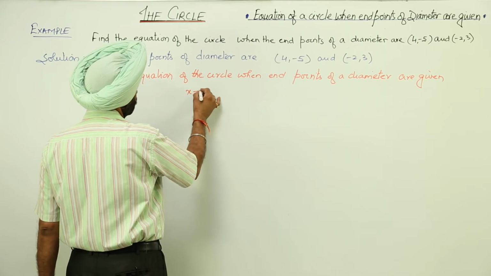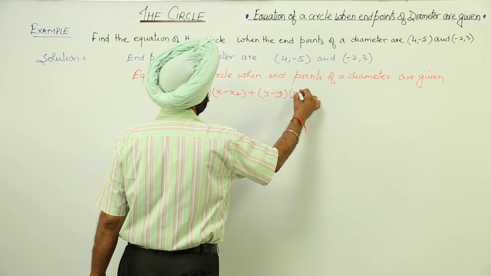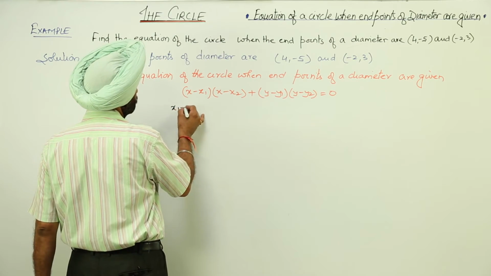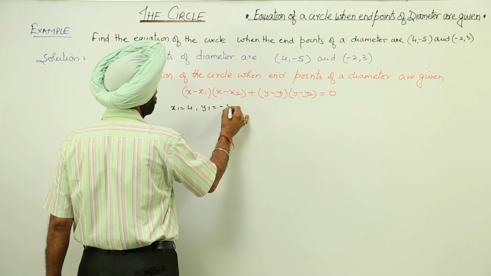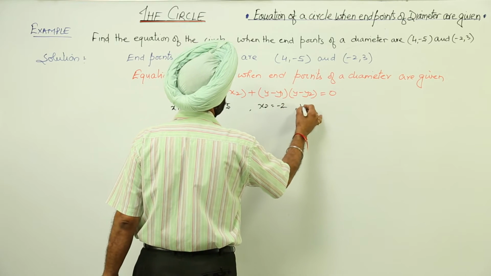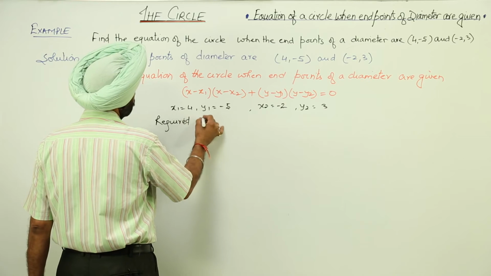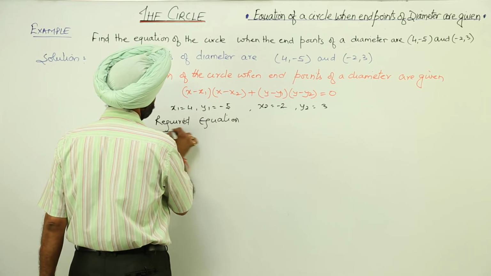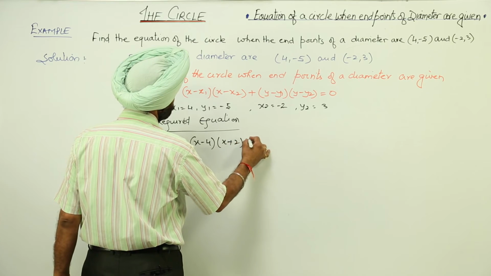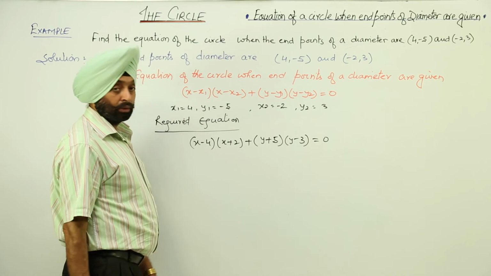it is (x - x1)(x - x2) + (y - y1)(y - y2) = 0. Now, x1 is equal to 4, y1 is equal to negative 5, x2 is equal to negative 2, and y2 is equal to 3. Now, the required equation is (x - 4)(x + 2) + (y + 5)(y - 3) = 0.